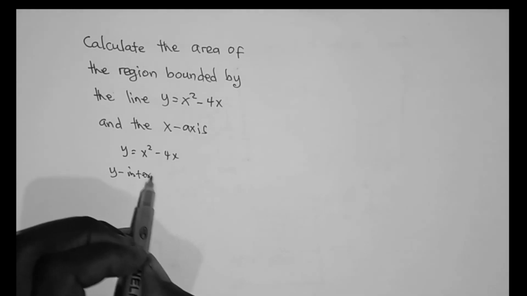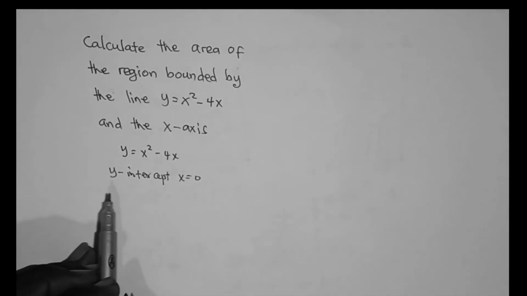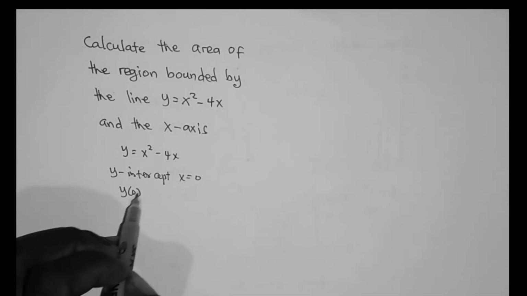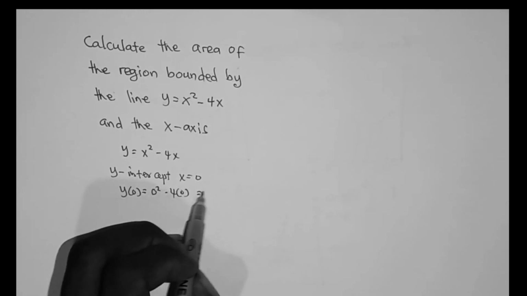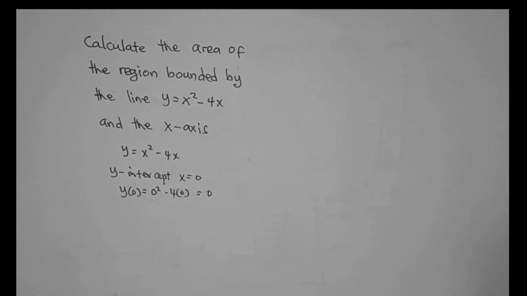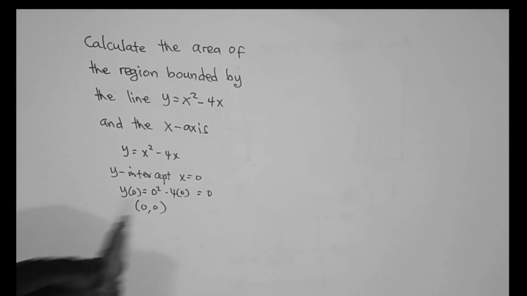y-intercept, x is equal to 0. So y of 0 is equal to 0 squared minus 4 times 0, and this is equal to 0. So the y-intercept is 0, so we have the point (0, 0) on this curve.